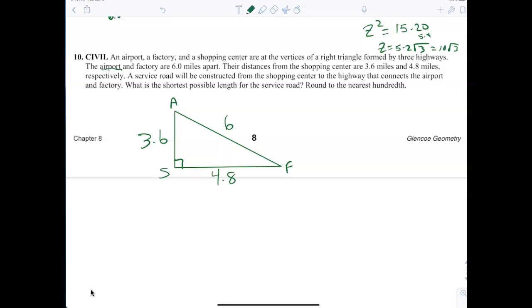A service road will be constructed from the shopping center to the highway that connects the airport and the factory. What is the shortest possible length? So it has to be what? Perpendicular, do you agree? That'd be the shortest. Does everybody agree with that? So now I'm just looking for this right here, right?